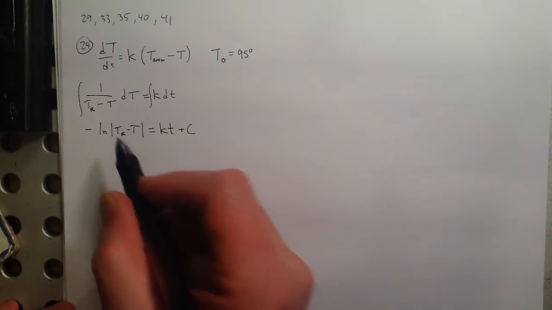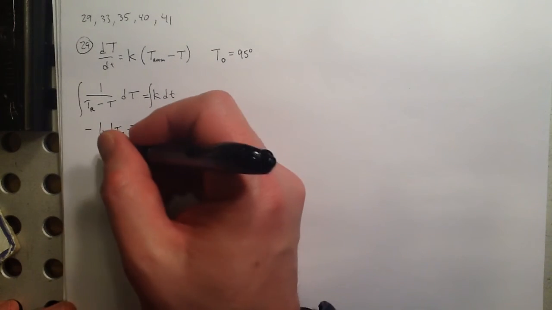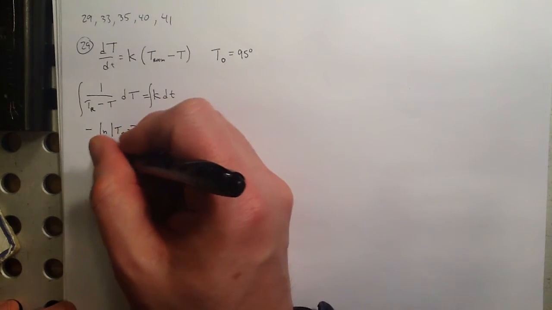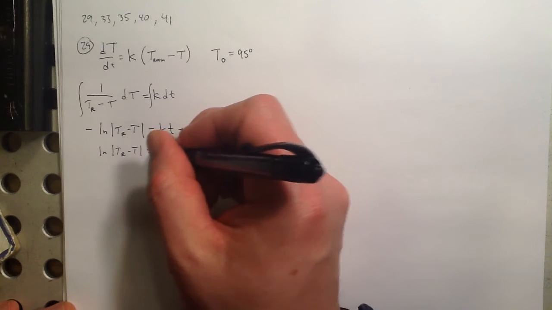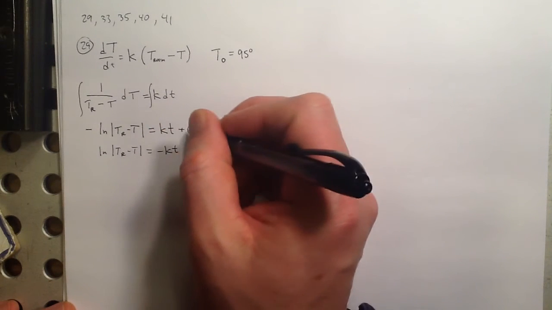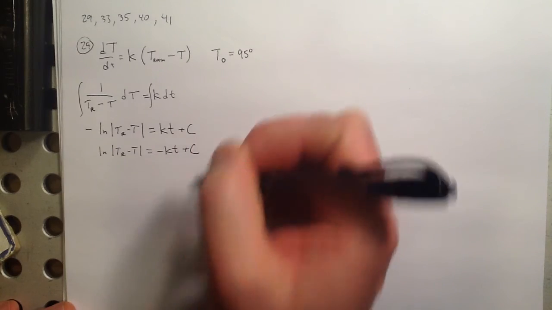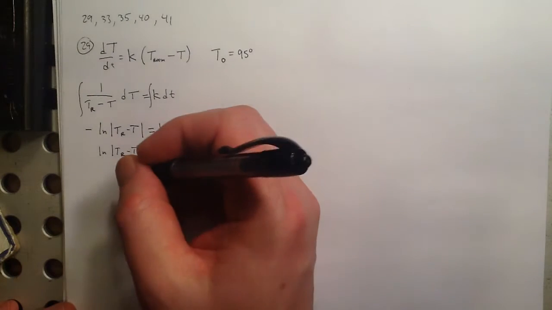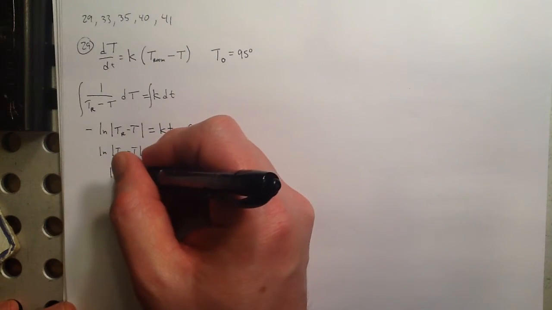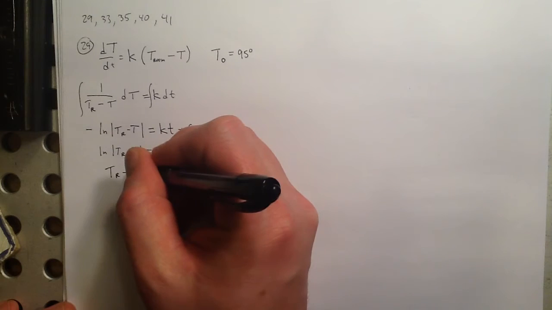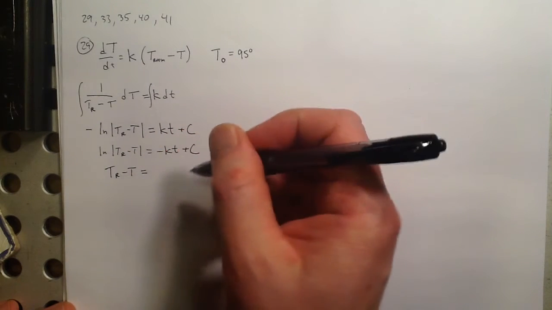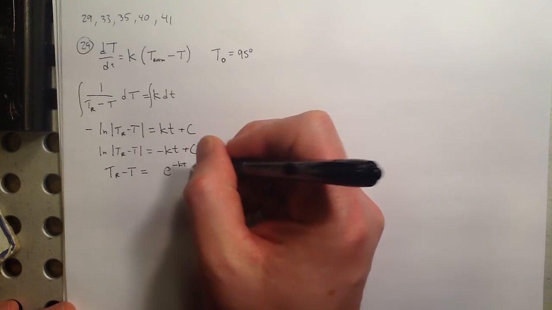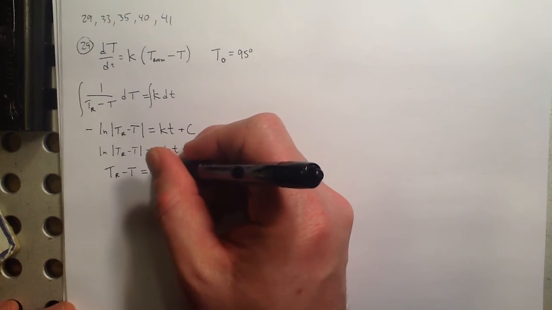Now before I exponentiate, I need to move the negative to the other side. Anything that's here needs to be cleared out to the other side. I can multiply my C. I haven't solved for C yet, so I can withstand it being multiplied by negative 1, and we can still call it plus C. And then I exponentiate. So the temperature of the room minus T is equal to e to the minus Kt plus C. And that can come out here as a new C.